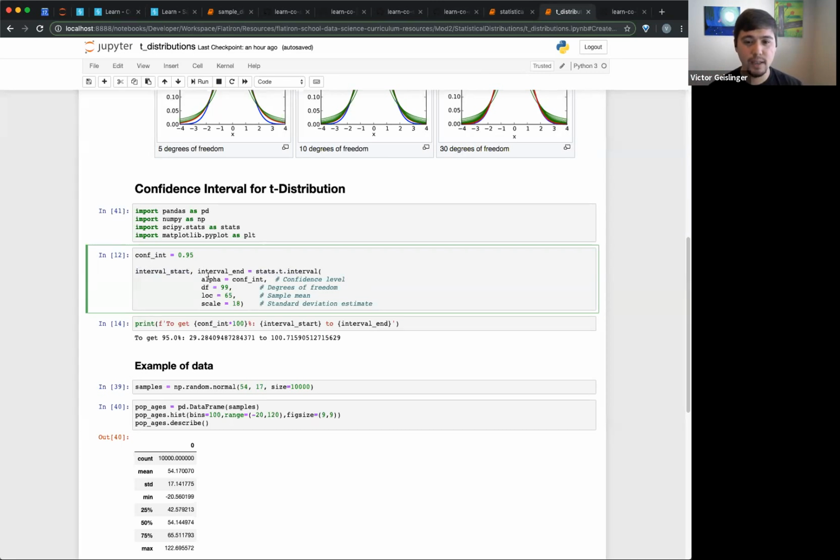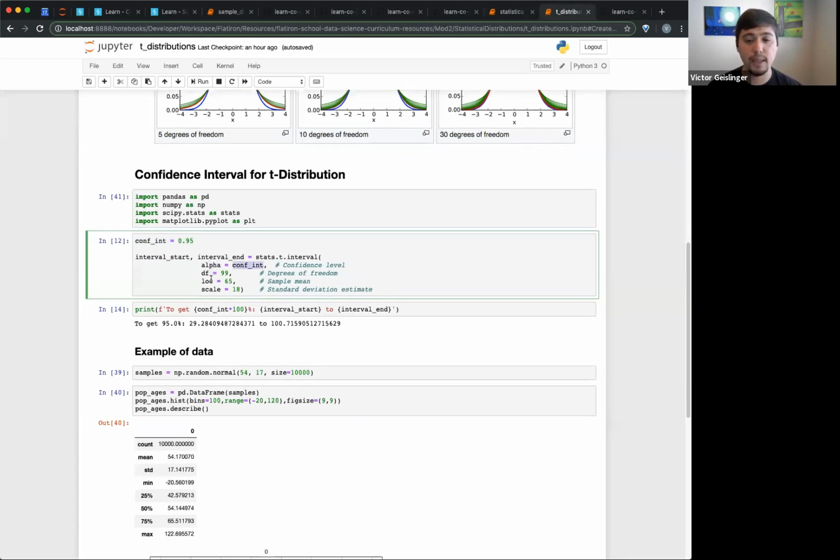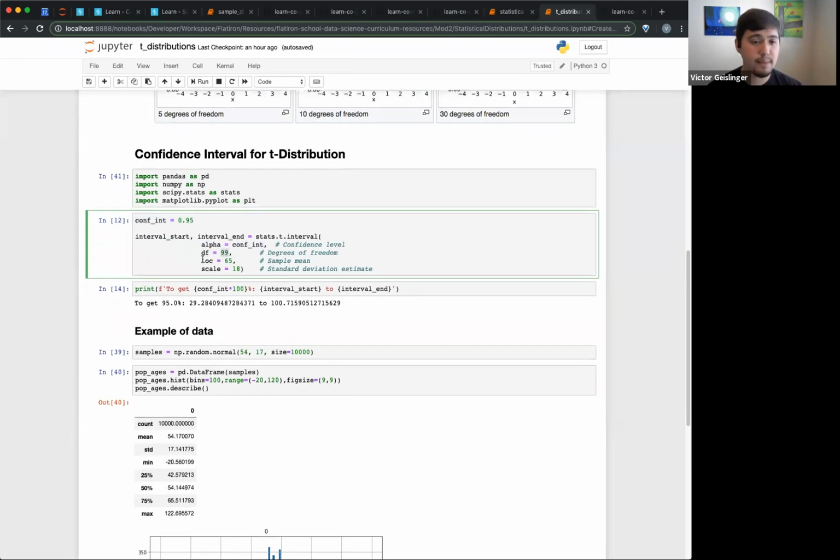I'm going to say, okay, given this information, our alpha is basically our confidence interval. So it's kind of like the opposite of p, like 1 minus p. And then the degrees of freedom. So if I had a sample size of 100, my degrees of freedom would be 99 in this case, okay? And then in this case, I'm just giving something random.